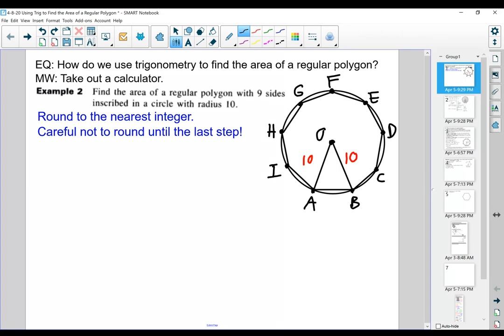Okay. Now, the key to solving this is that we're going to first find that central angle inside over here. And we had a formula for that. So the measure of angle AOB is 360 divided by the number of sides, in this case it's 9, which is 40 degrees. So this is a 40-degree angle.